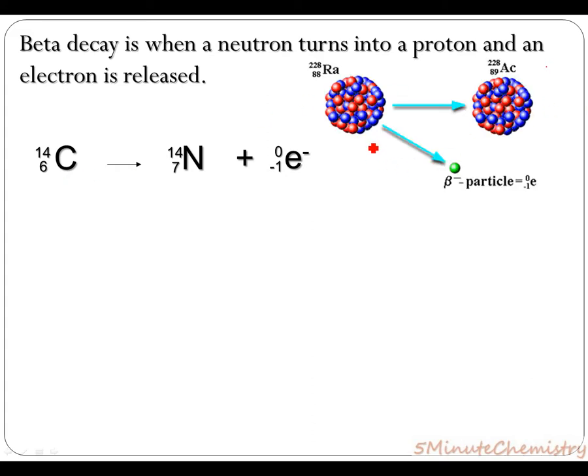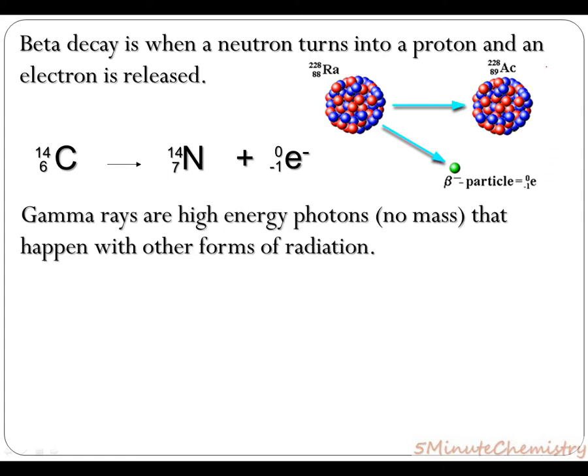Here's a look at that. Now here we have our parent isotope, again splitting this time into its daughter isotope, and our beta particle is shown here. Again, beta particle is an electron, same thing. Now our last form, we have our gamma rays.